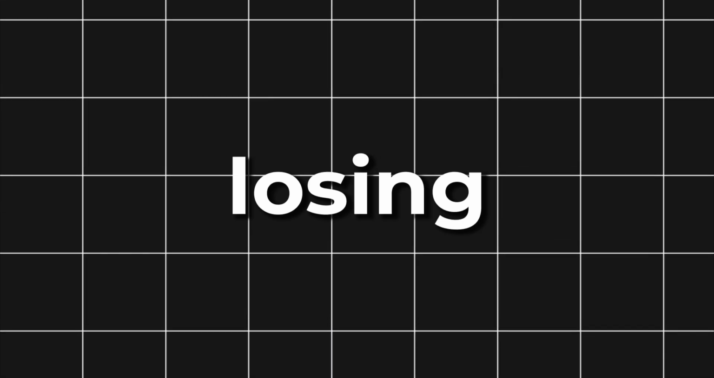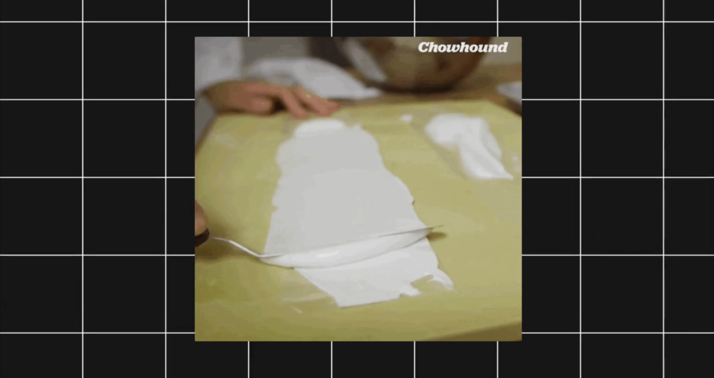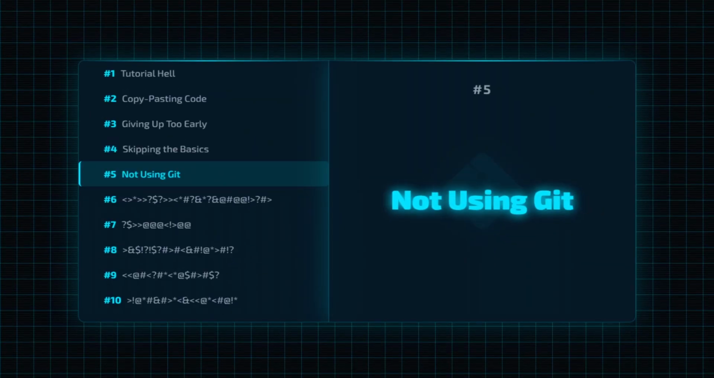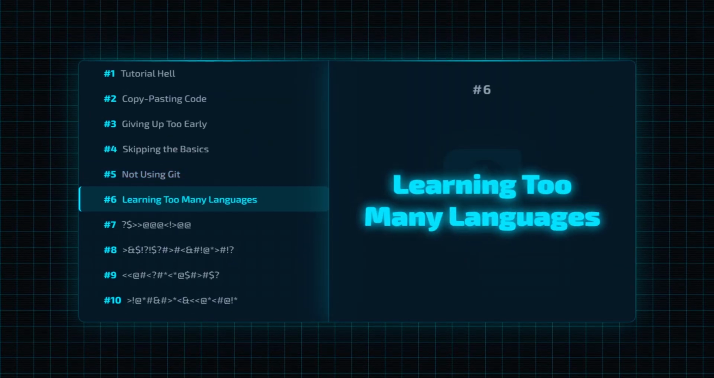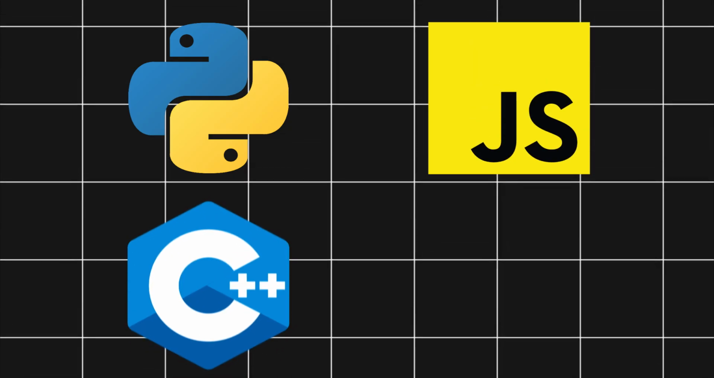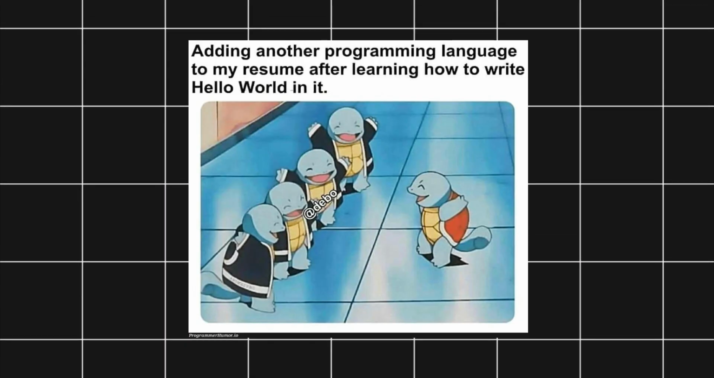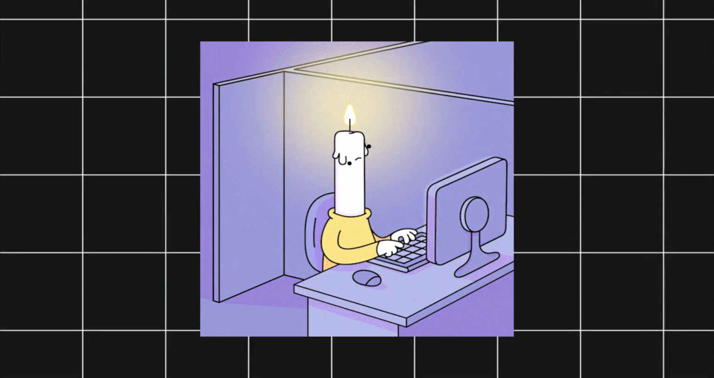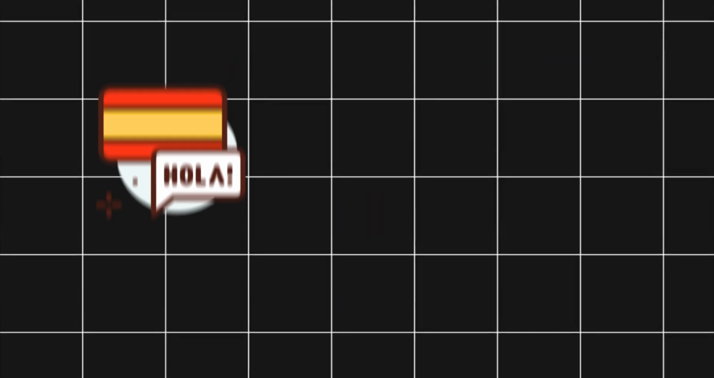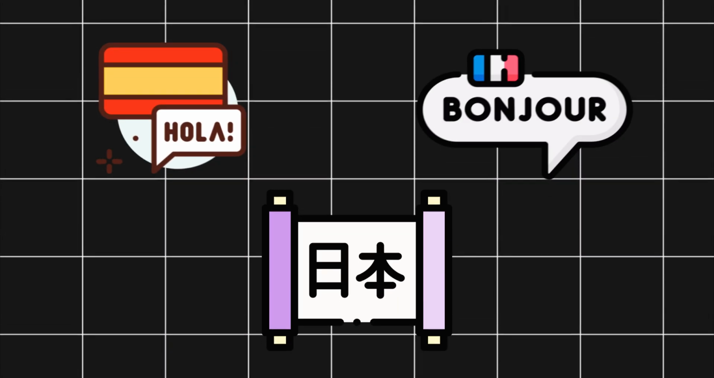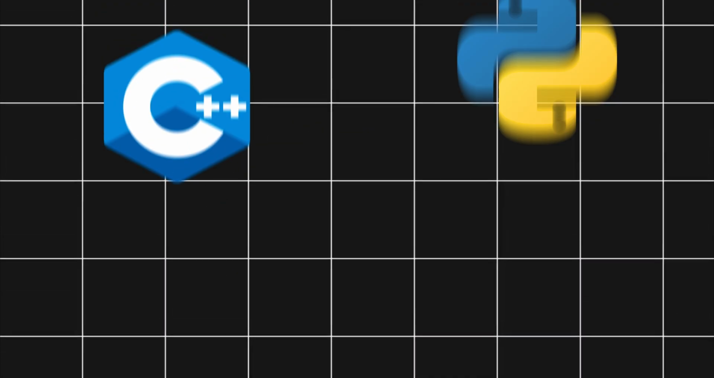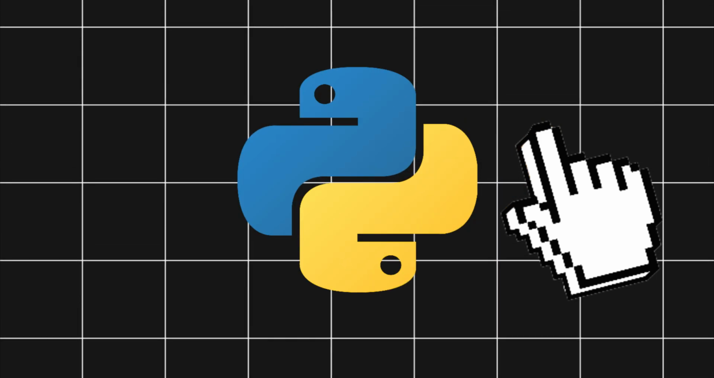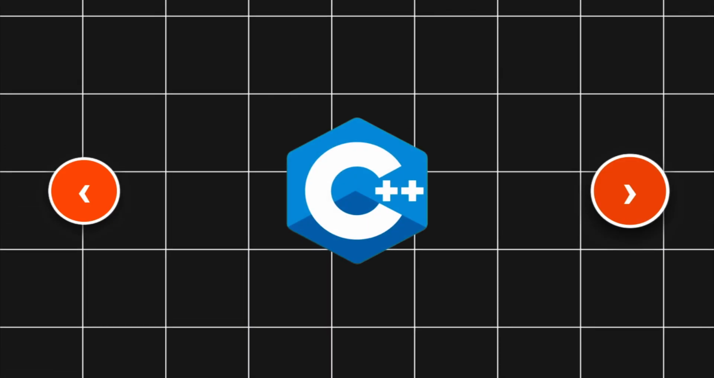But maybe you're not losing code. Maybe you're spreading yourself too thin. That's the next trap. Learning too many languages. Python, JavaScript, C++, Java. You're trying to learn them all because everyone says their favorite language is the best. The result? You're confused, overwhelmed, and burned out. It's like trying to learn Spanish, French, and Japanese in the same week. You'll mix them up and quit. Just pick one language and stick to it until you can build projects. Once you've got that down, switching languages is way easier.